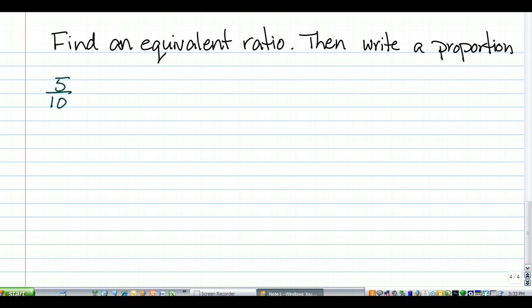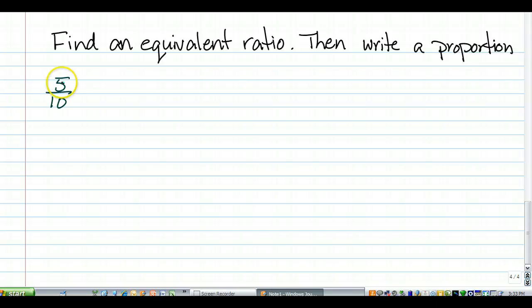Okay, here are our directions. Find an equivalent ratio, then write a proportion. So here's my ratio, 5:10. And I have to find a ratio that is equal to that. And the way we do that is by multiplying the numerator and the denominator by the same number.